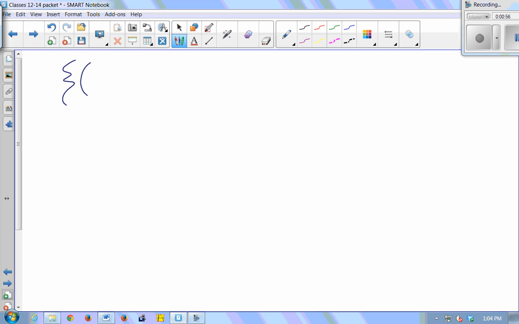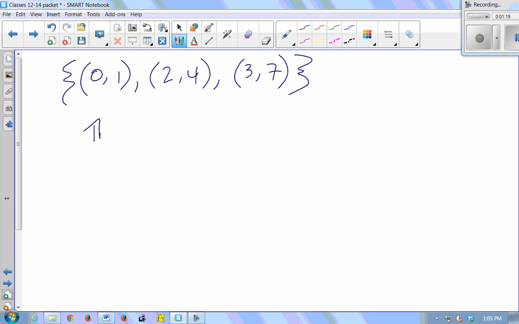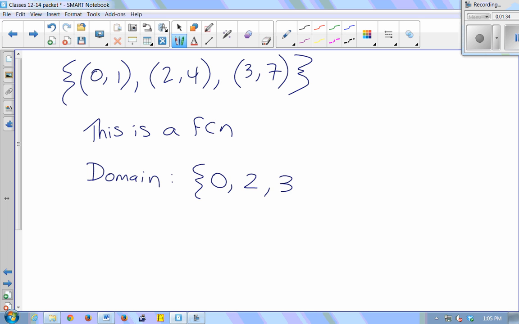So for example, if I have a set of points, is that set of points a function? Yes, there are no x values that give two different y values, right? So this is a function. What's its domain? Zero, two, and three. Just the x coordinates of the list of points. And what's its range? 1, 4, and 7. Does that make sense? Domain and range of a function. The domain is just the x coordinates and the range is the y coordinates.